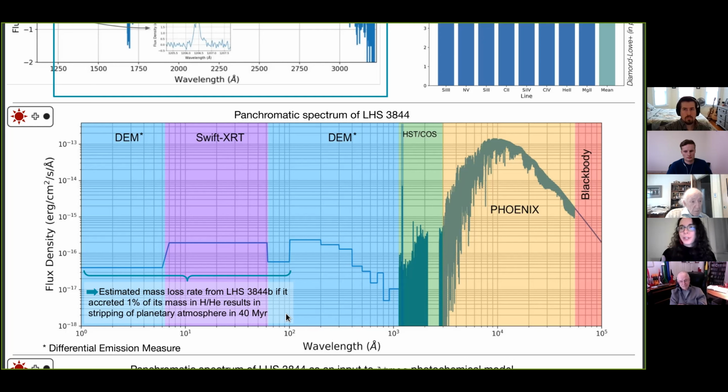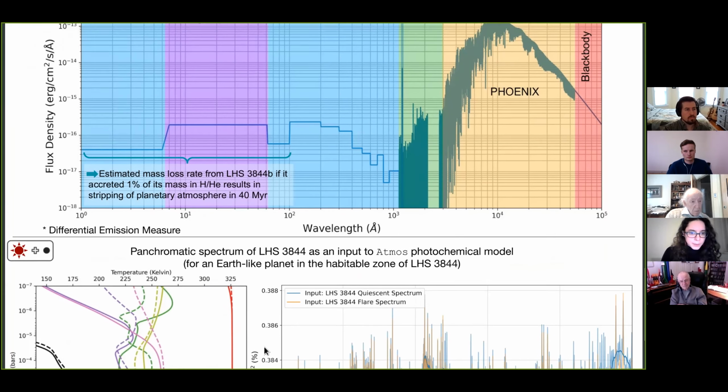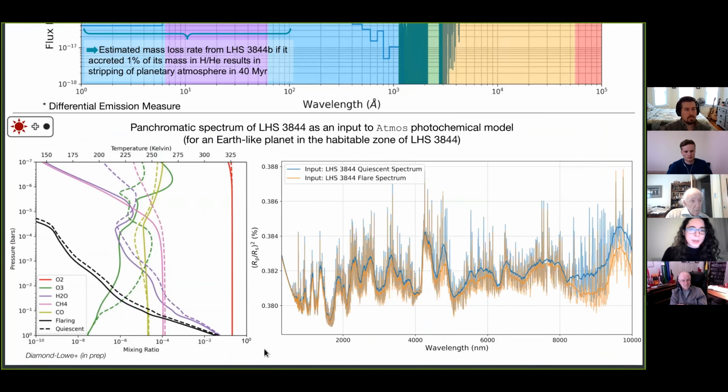So again, there's a lot of caveats here. For instance, earlier in the planet's lifetime, the star would have likely had a heightened degree of UV flux. But this is just giving you a ballpark estimate of what we can do with a spectrum like this. And then finally, I just want to leave you with an even more hypothetical case that I think is really fun. So I'm a little bit cheating with the legend because this isn't actually LHS 3844b. This is a hypothetical Earth-like planet in the habitable zone of this system.